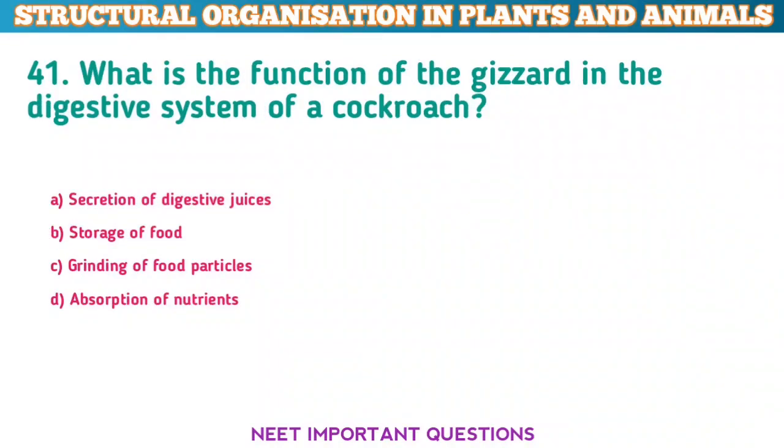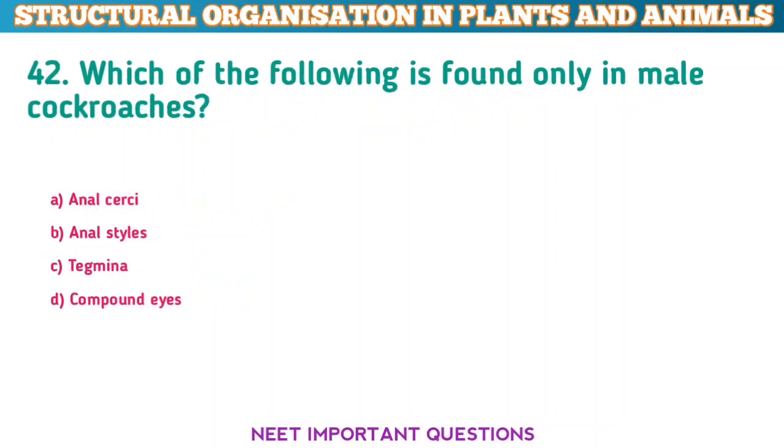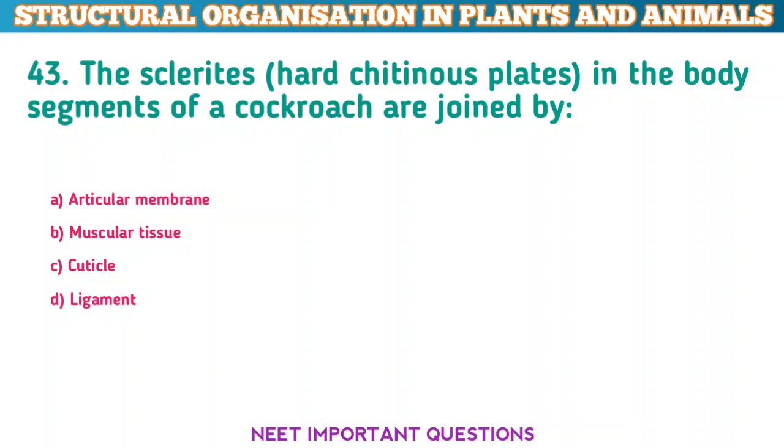41. What is the function of the gizzard in the digestive system of a cockroach? Answer. C. Grinding of food particles. 42. Which of the following is found only in male cockroaches? Answer. B. Anal styles. 43. The sclerites, hard chitinous plates, in the body segments of a cockroach are joined by. Answer. A. Articular membrane.